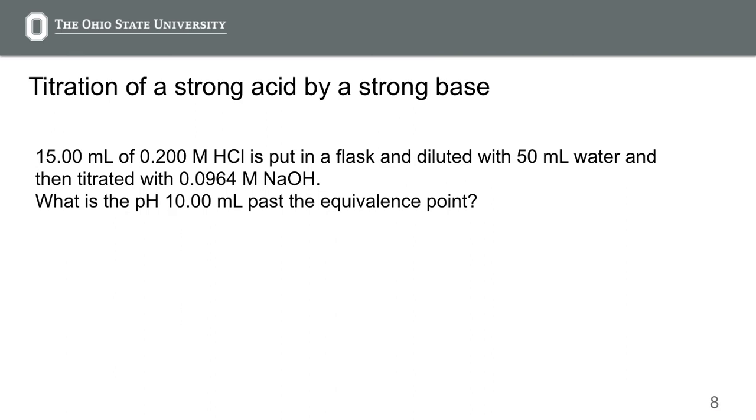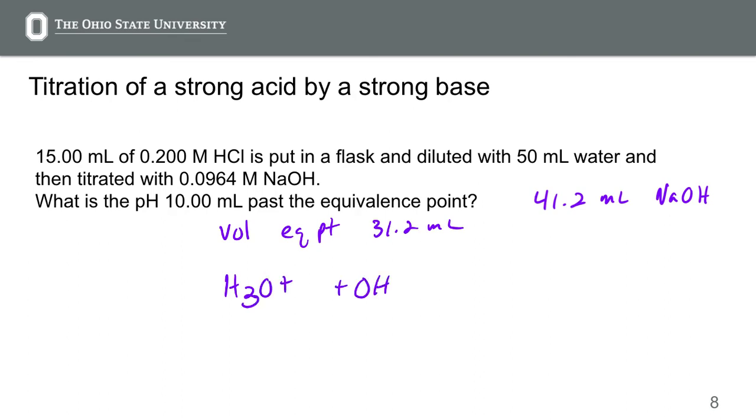Okay, so pH 10 milliliters past the equivalence point. First thing is, we know the volume at the equivalence point, 31.2 milliliters. So effectively, this problem is saying, what is the pH when 41.2 milliliters of 0.0964 molar NaOH have been added? So again, we can set up a reaction table. We're going to have our H3O plus and OH minus completely reacting to form 2 water.